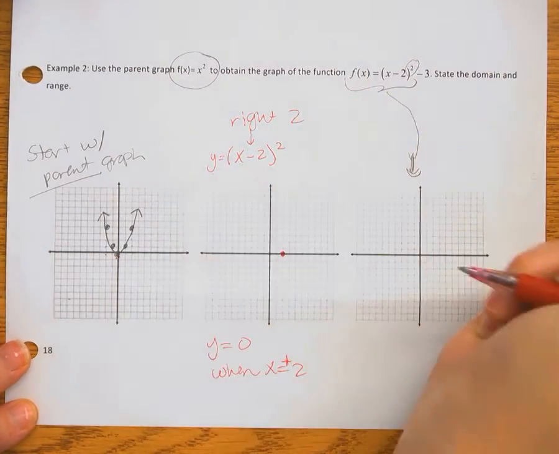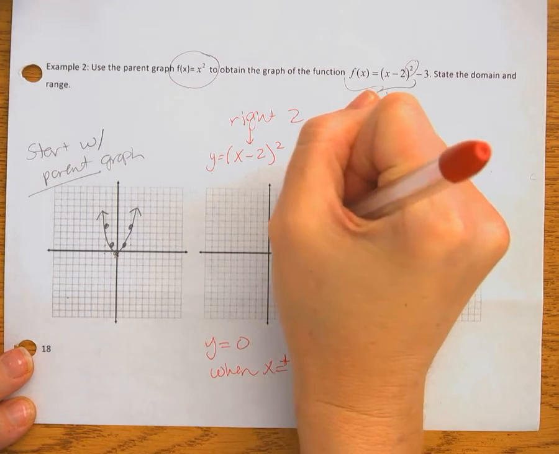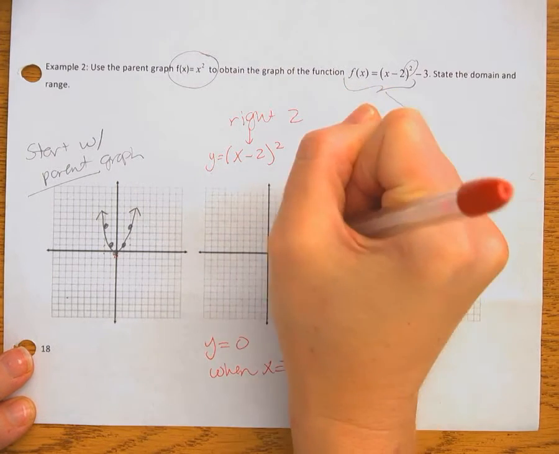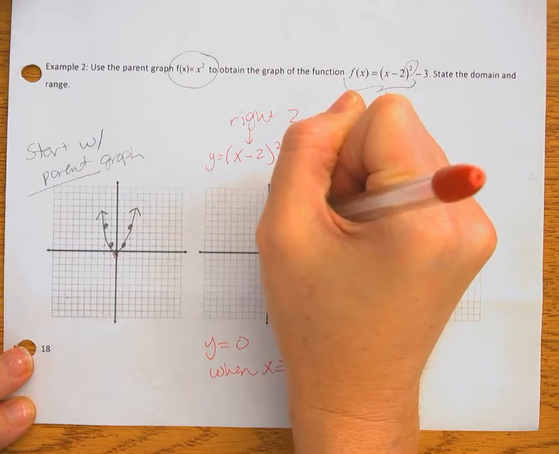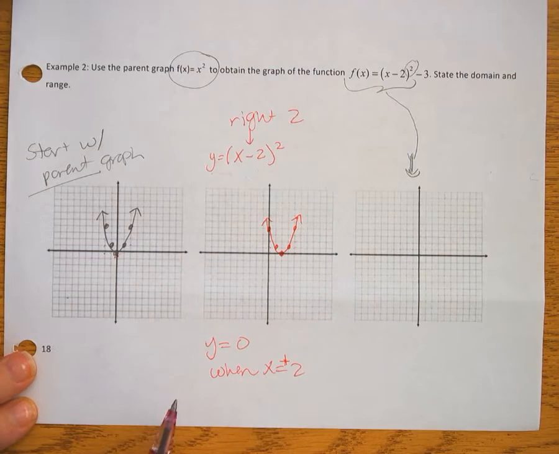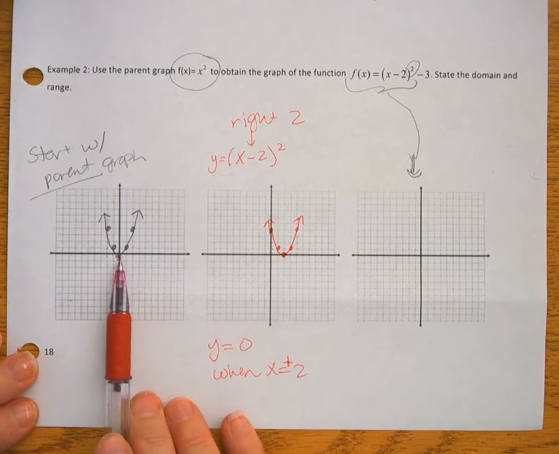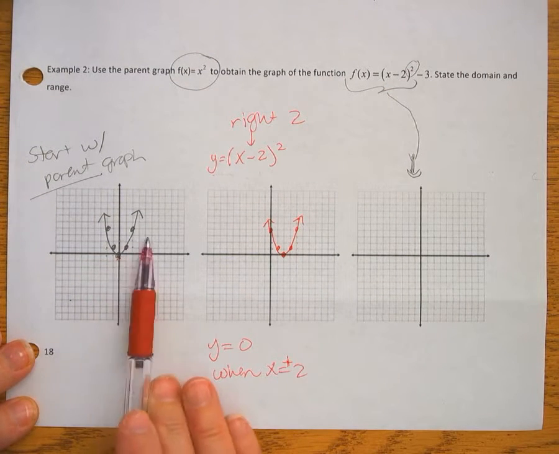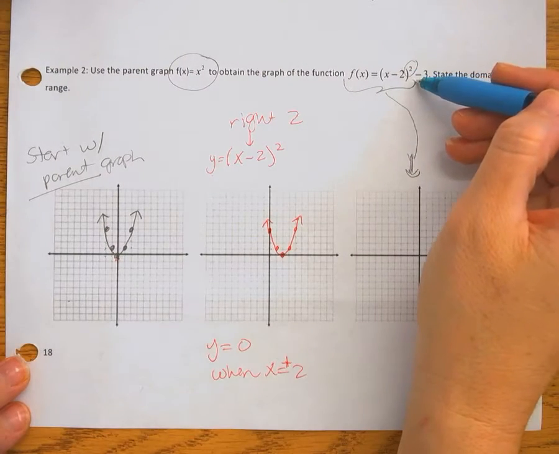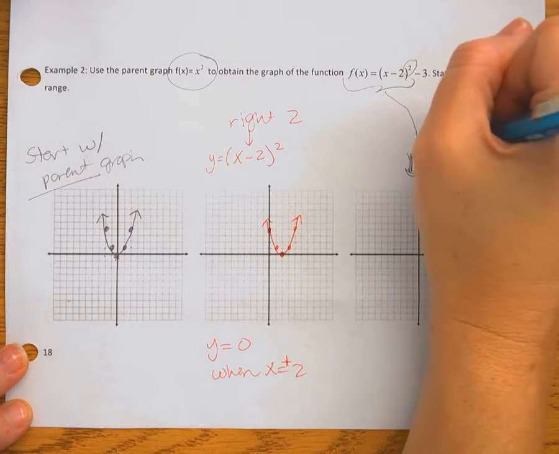So you start there, and then from there it goes over 1, up 1, left 1, up 1, over 2, up 4. Or you can literally think of it as taking this graph and just sliding each x value over to the right 2 spots. But then we still have this minus 3. So this will be the final graph.